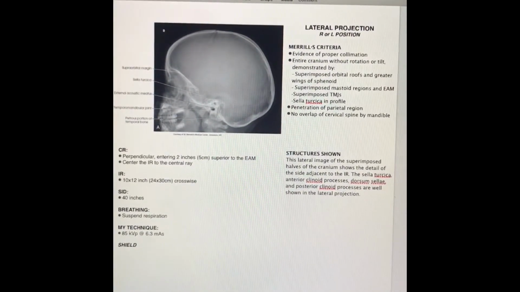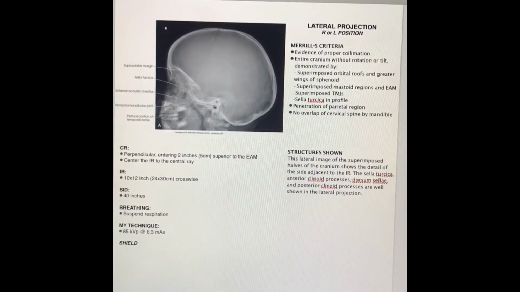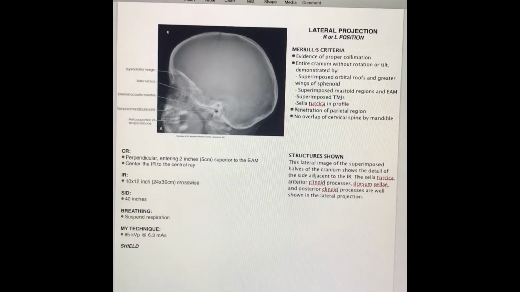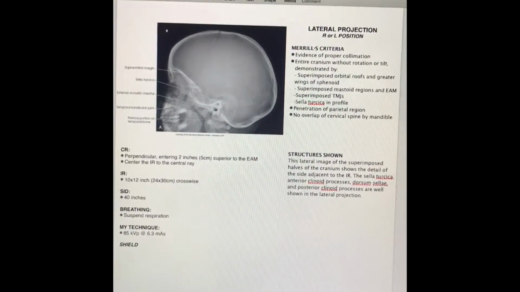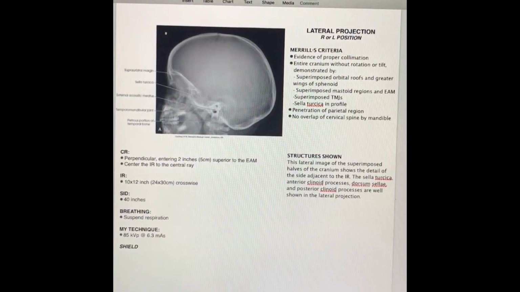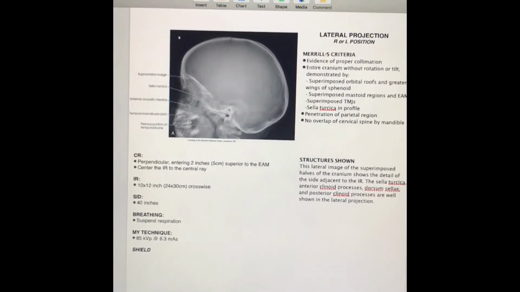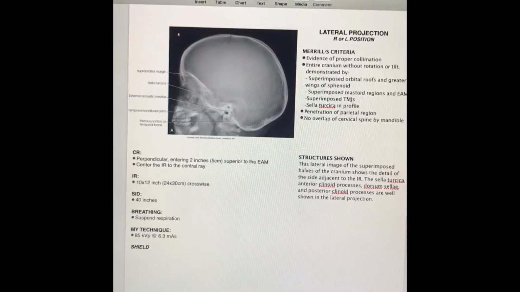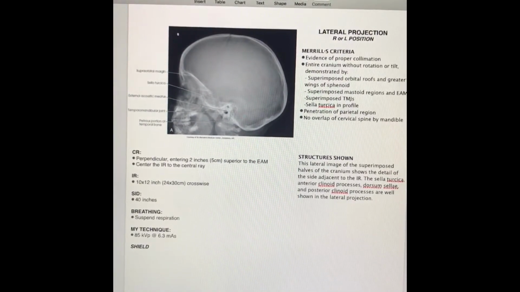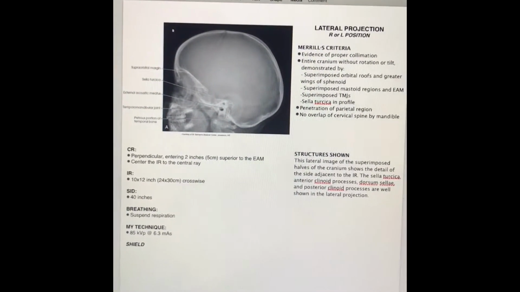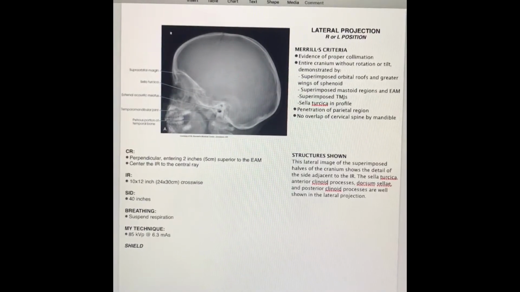Structures shown on this image: this lateral image of the superimposed halves of the cranium shows the detail of the side adjacent to the IR. The sella turcica, anterior clinoid processes, dorsum sellae, and posterior clinoid processes are well shown in the lateral projection.